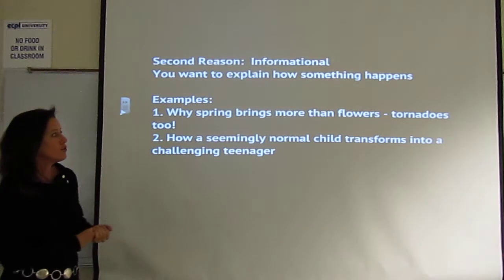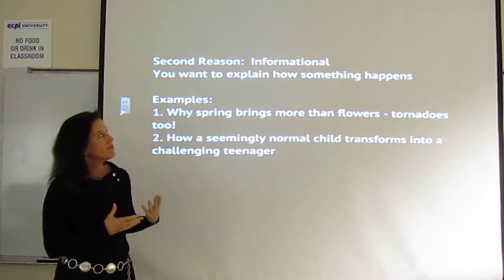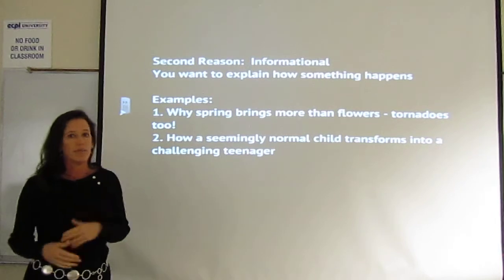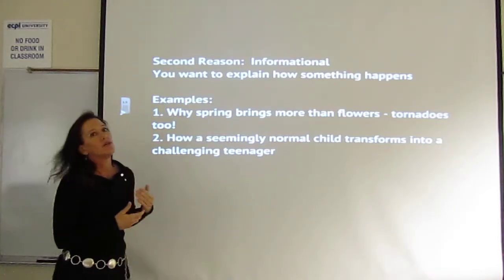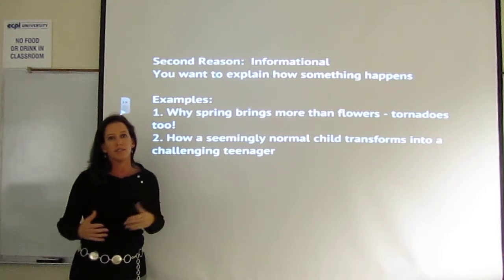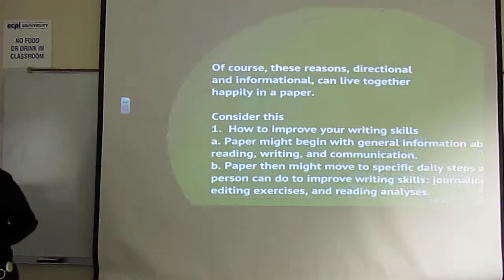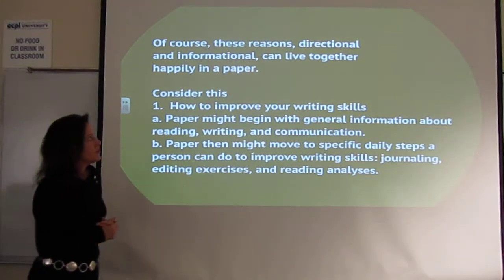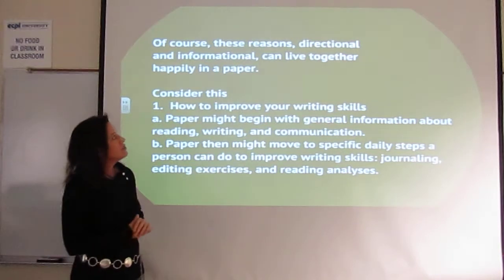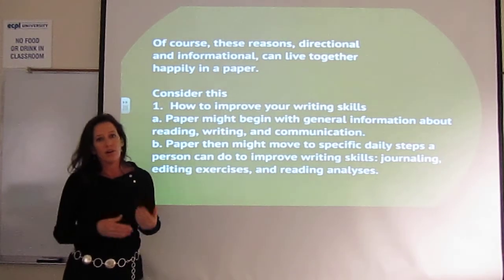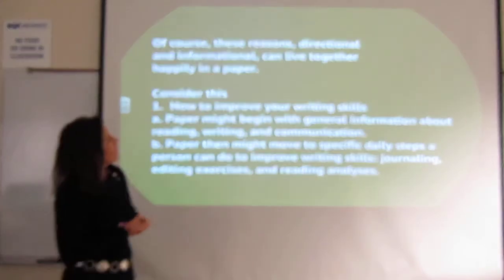How a seemingly normal child transforms into a challenging teenager. This provides information. There's no step-by-step. There's no clear way that we see a child transform this way. So it's providing information as to what leads to this development. As I said earlier, there is not a fine line between these 2 things. So oftentimes you'll have papers that are informational, that lead to directional, and back and forth, in and out.